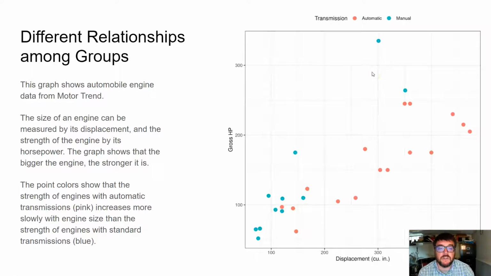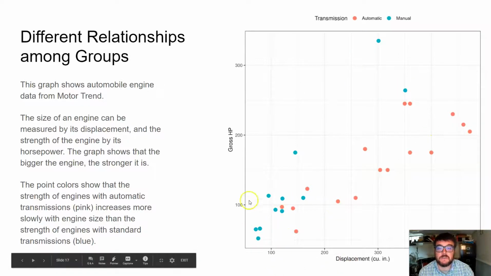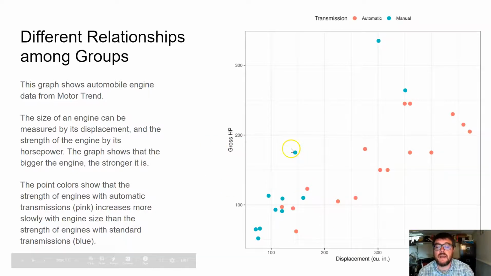And I really need to change this graph for red-green colorblind people. But there's these 2 different groups that have different relationships between displacement and gross horsepower. So that is another kind of way that you can use color to represent what's going on in a scatter plot.